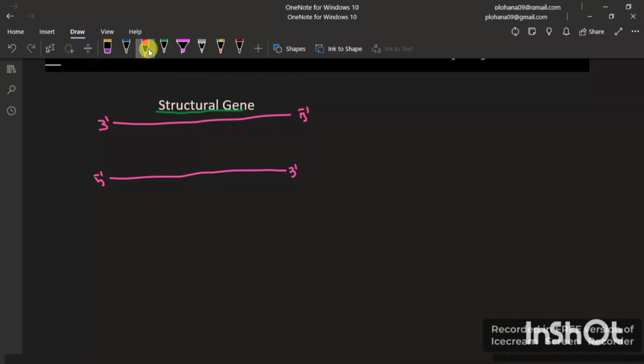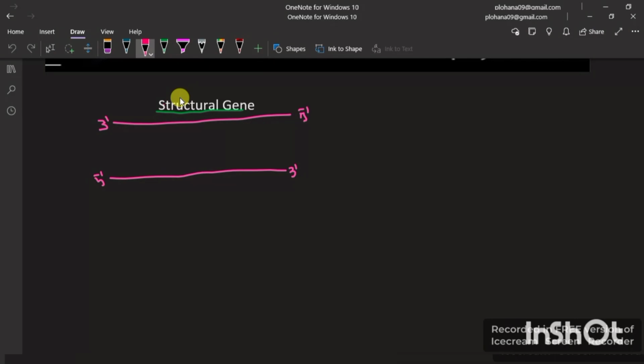Now we are going with the formation of RNA. For forming the RNA, we have an enzyme, known as DNA dependent RNA polymerase. Why is it known as DNA dependent RNA polymerase? Because that enzyme is dependent on DNA, as we know that RNA is formed by DNA. That's why we have the name DNA dependent RNA polymerase.